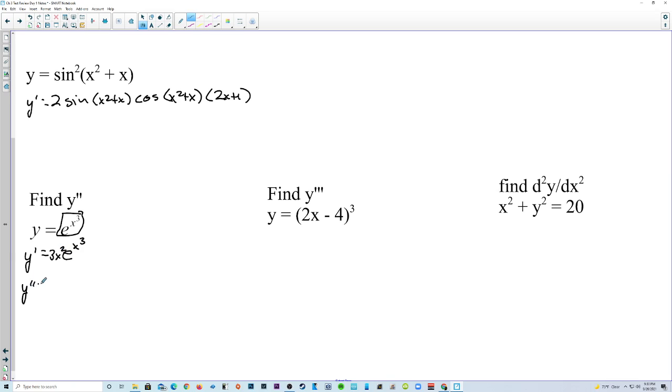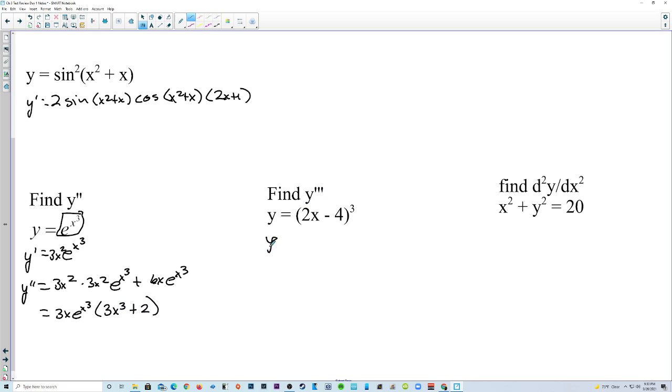Now when we take the second derivative, we have to use the product rule. So first times the derivative of the second, but this is the derivative of e to the x to the third. So we have times 3x squared e to the x to the third, and plus second times derivative of the first, e to the x to the third. And we could take out a 3x and an e to the x to the third. So that leaves a 3x to the third plus 2.